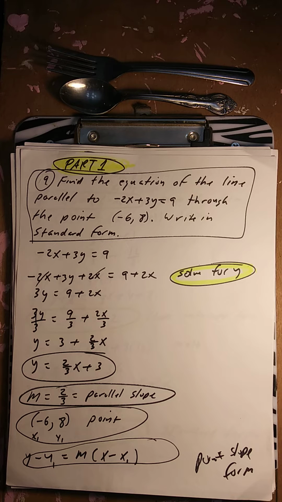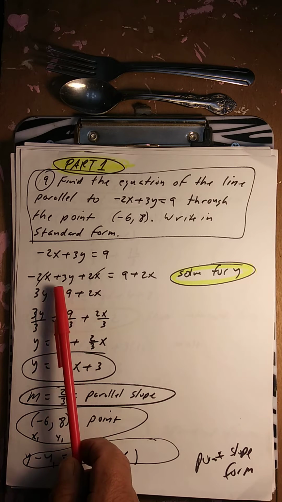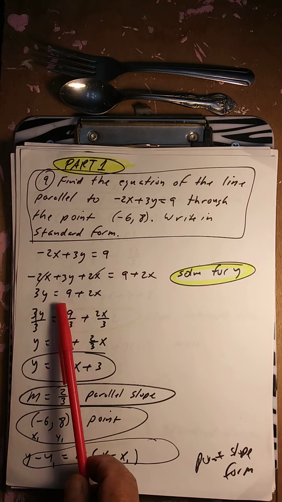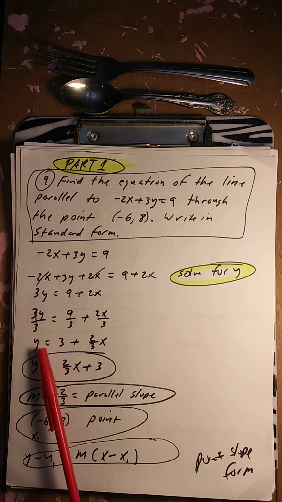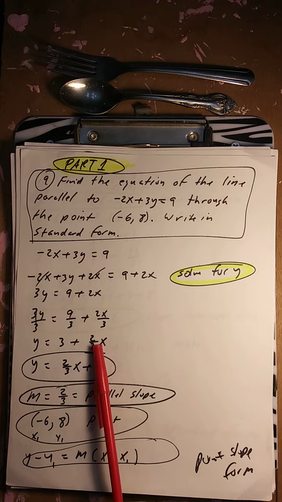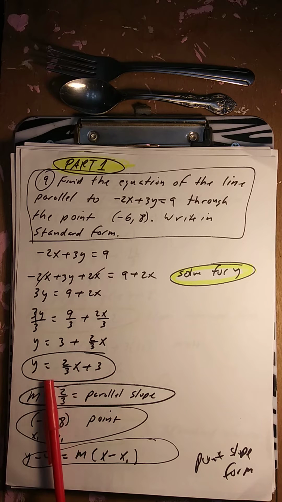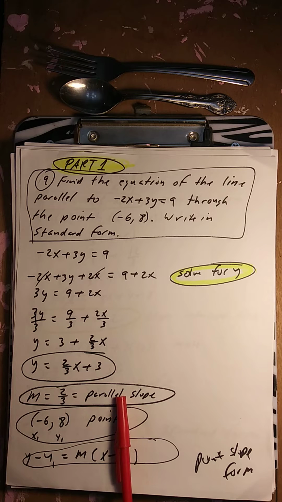Find the equation of the line parallel to this. First thing we need to do is find y. So let's add 2x to both sides. 3y equals this. Divide by 3, divide by 3. So y equals 3 plus 2/3 x. Rewrite this: y equals 2/3 x plus 3. M is 2/3. That's a parallel slope, and the point.